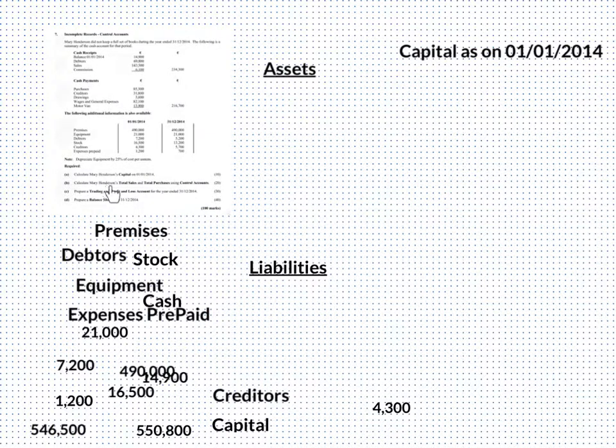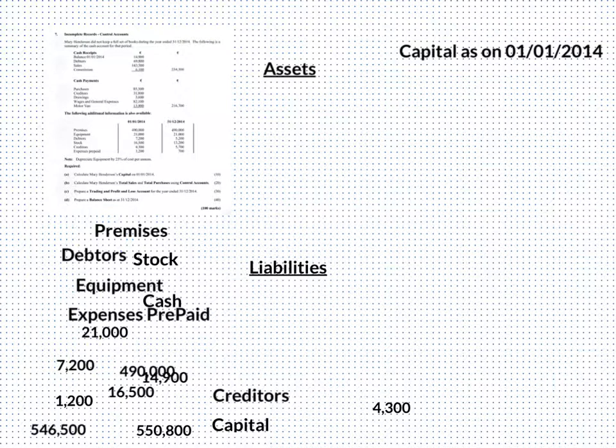We have to calculate the total sales and total purchases using controlled accounts. We have to prepare the trading profit and loss and then a balance sheet to end with. So first of all, we'll have a look at part 1, which is to calculate Mary Henderson's capital on the 1st of the 1st, 2014.